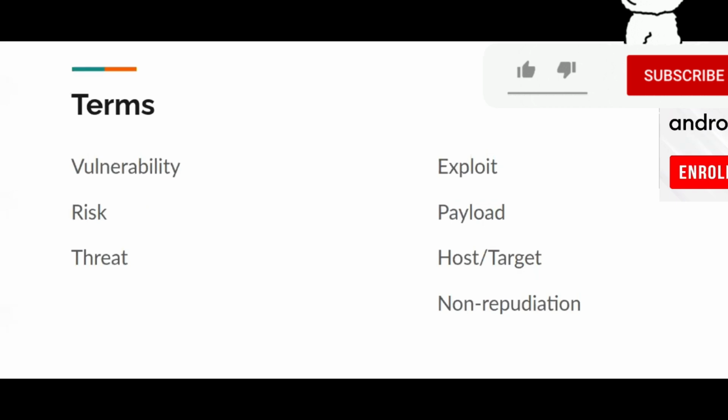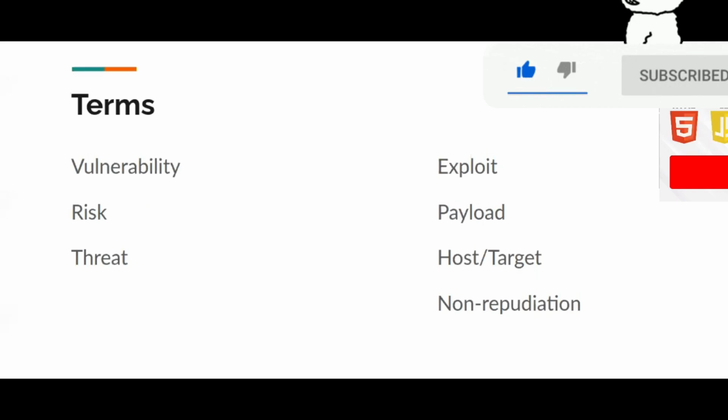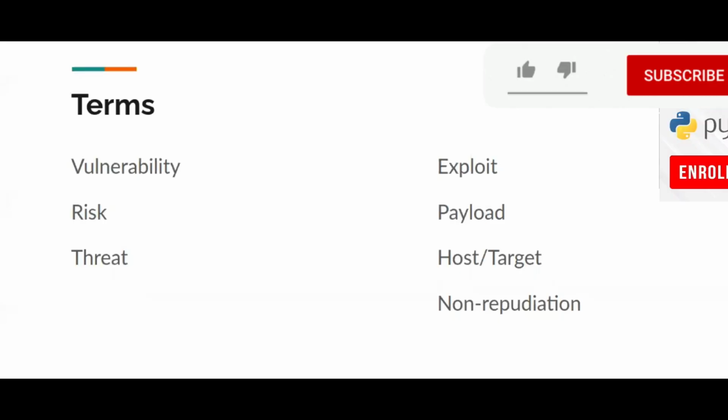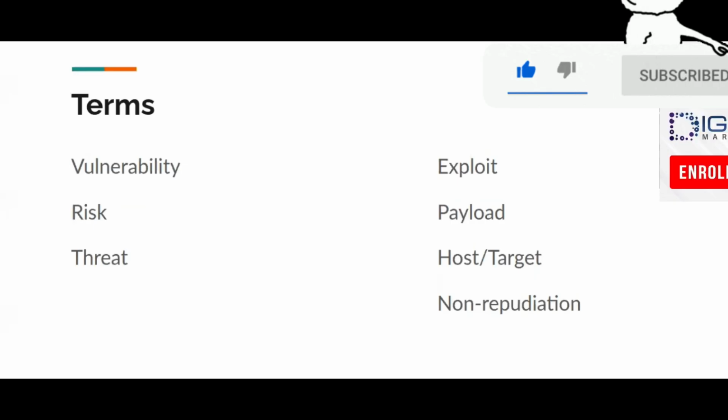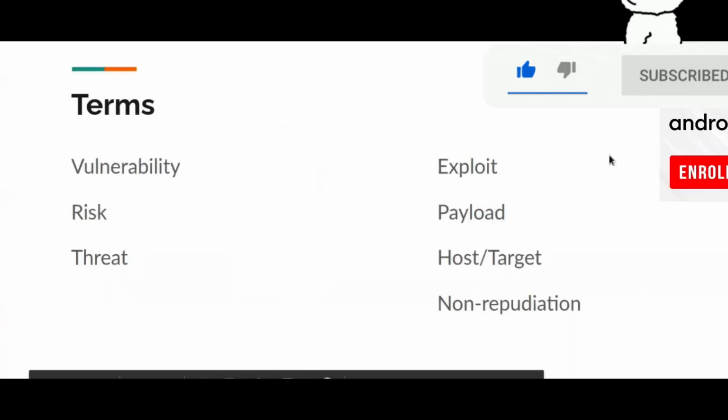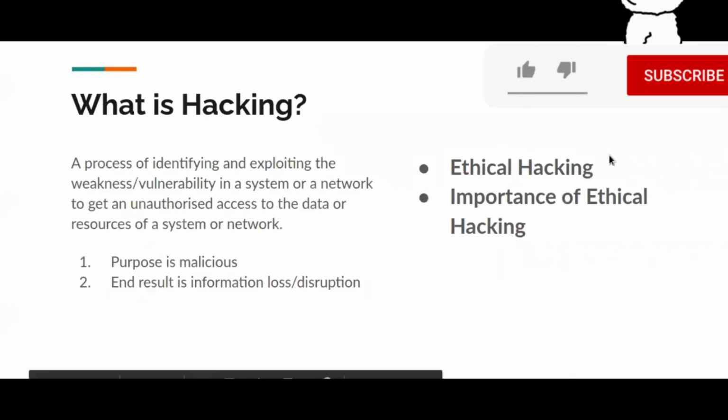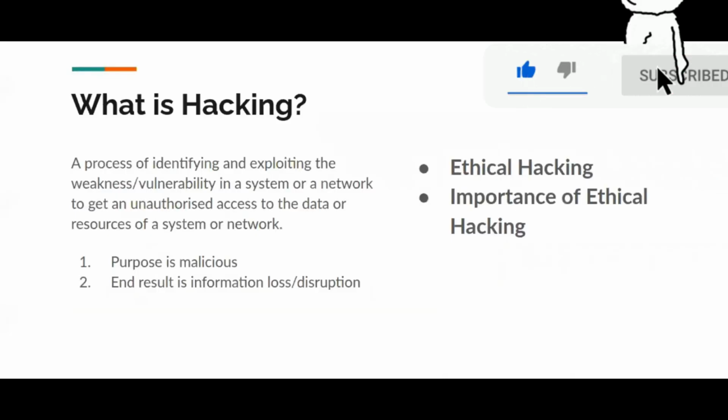Generally, we should keep these terms in mind, and there are some additional terms we should be aware of, such as zero-day exploits, botnets, etc. Okay, so with these terms as a background, we need to understand what hacking is. It's really a very methodical process of identifying first and then exploiting the vulnerabilities in a system.